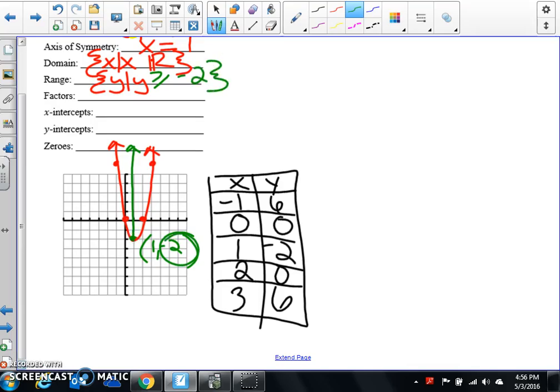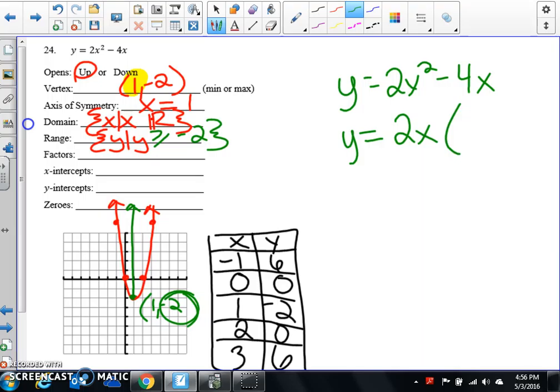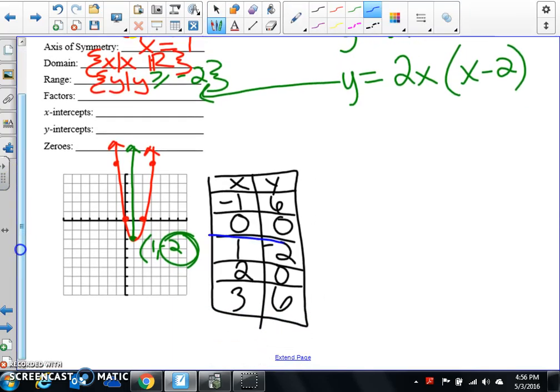All right, the factors, if you look up at the top, you would just factor this. So I always look for my GCF first. So I can pull out a 2x, leaving me with x minus 2. Those are my factors.